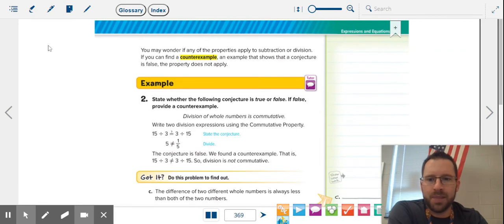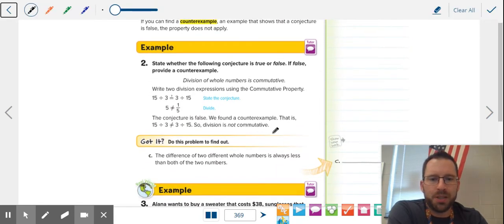All right. Now, if you can prove a property is not true, that's called a counterexample. So notice I didn't say anything about subtraction or division. So let's see what happens. The difference of 2 different whole numbers is always less than both of the 2 numbers. So let's say we have 10 minus 5 equals 5. Is that less than both the numbers? No. 5 is not less than 5. It is equal to 5, but it is less than 10. So this is false. We just proved it wrong.